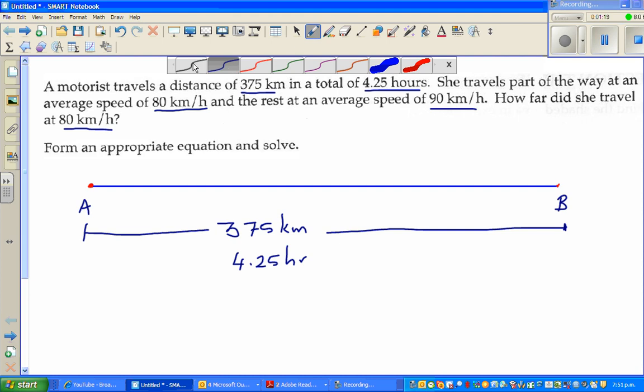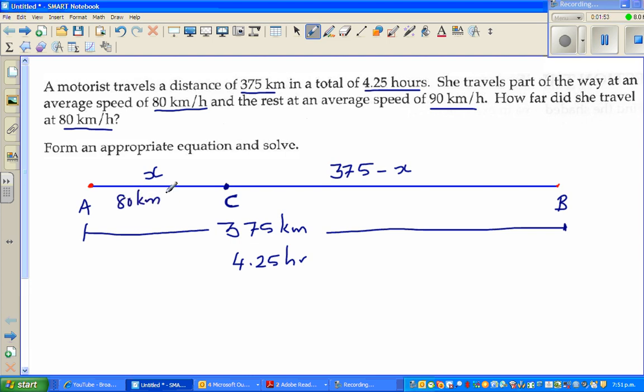So she traveled a part of it. So the part may be here somewhere. Let me name that point C. So AC is, say, x. So how much would be BC? We know AB is 375, and we are letting AC be x. So BC would be 375 minus x. Now this distance was traveled at a speed of 80 kilometers per hour, and this was traveled at the speed of 90 kilometers per hour. Now we want to find how far she traveled at 80. So the question is, what is x?